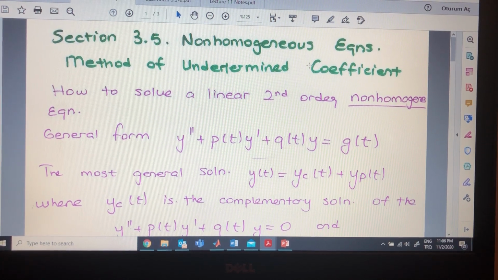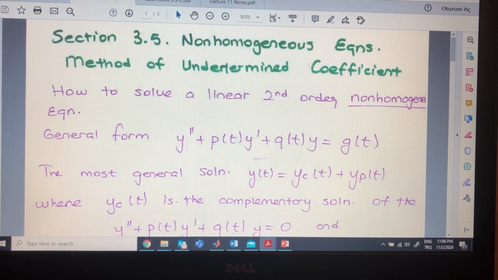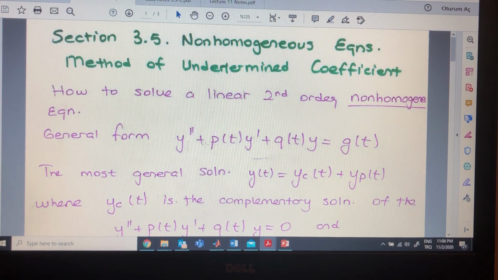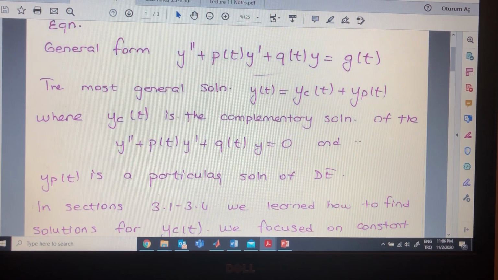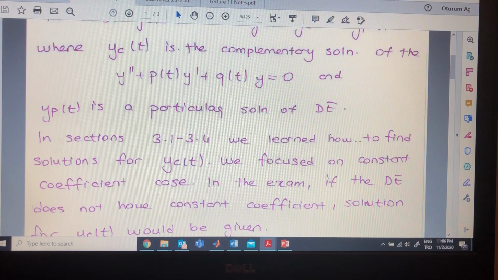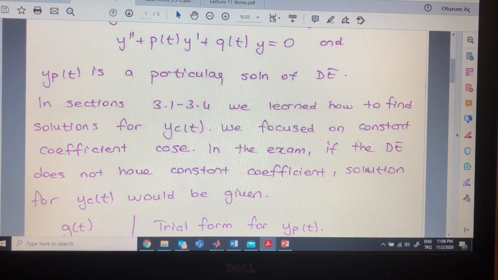Hello, today we will talk about non-homogeneous second order differential equations. You know that this is the general form of the second order linear differential equation. And so far we talked about the constant coefficient and homogeneous case, which means that our g of t function was 0. But today we will focus on the case where g of t is not 0.